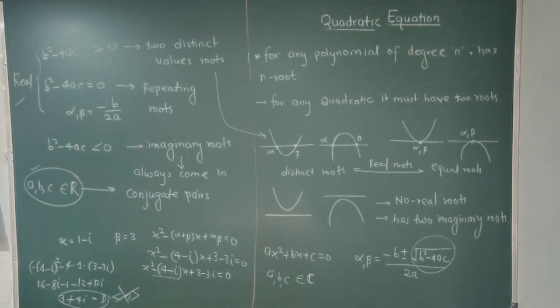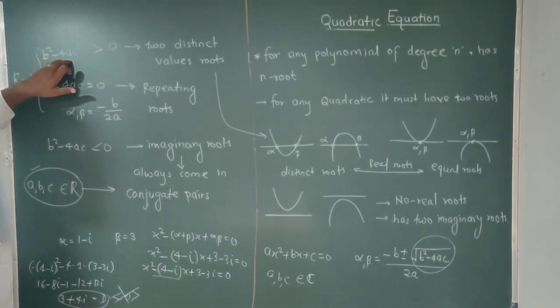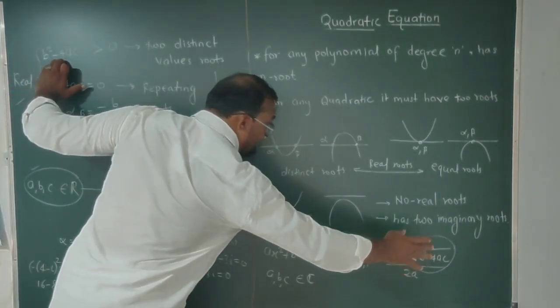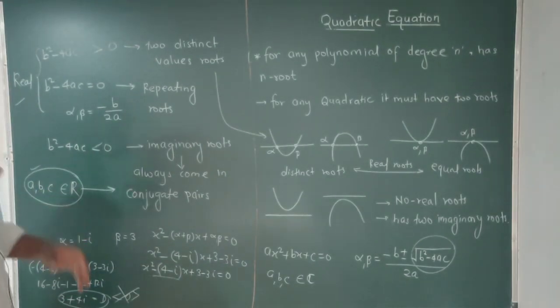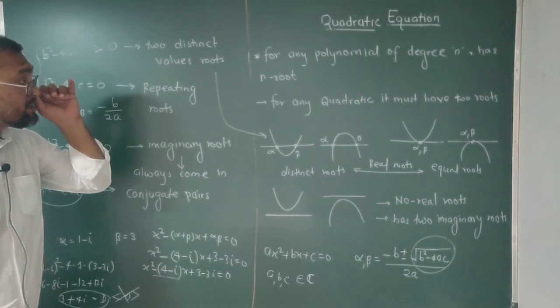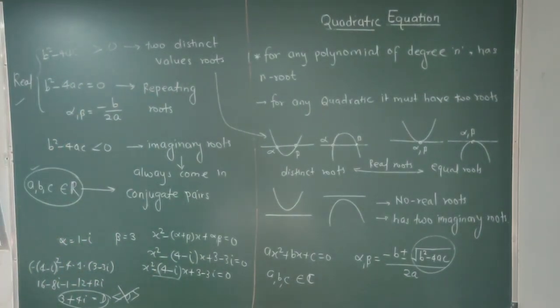Obviously here I can also say that b square minus 4ac equal to 0, right? Or this value can be a perfect square. If it is a perfect square, then the root gets cancelled and I get two rational roots. Okay, I'll just write it there.